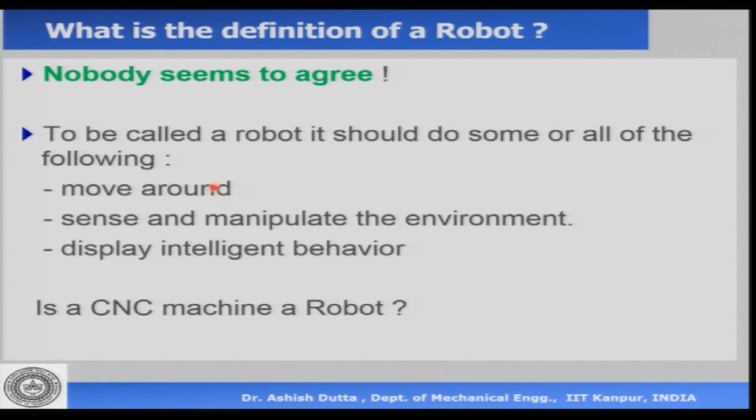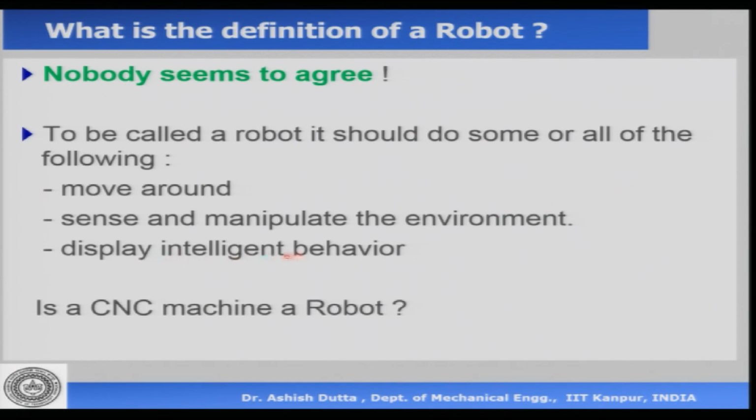So if a system does one or all of this, then essentially we say that the system can be called a robot. Now moving around is very simple. A mobile robot moves around, a vacuum cleaner moves around by itself, so we can call it a robot. Sense and manipulate the environment, it must have some kind of sensory input output. For example, it should sense if there is an obstacle in front and avoid it. This also vacuum cleaners can do, a lot of wheelchairs can do, so we can call it a robot.